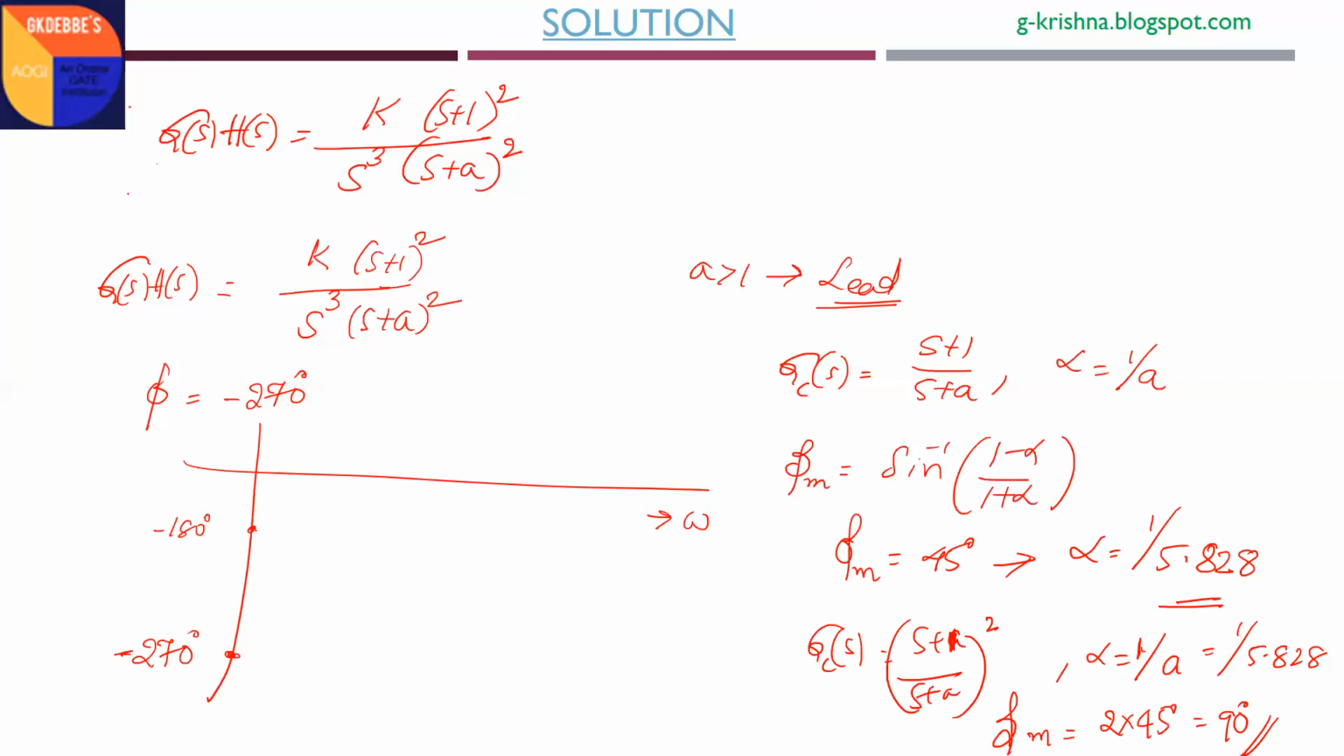Hence, for minus 270 degrees, if you add 90 degrees, the phase plot will cut minus 180 degrees only one time. Therefore, if you select a as 5.828 in this transfer function, the phase plot looks like this. In this manner, you'll get the phase plot. Your phase plot will never go above minus 180 degrees. Hence, it will cut only one time, at omega PC, not 2 times. There will be only one value of gain K for marginal stability when you select a as 5.828.